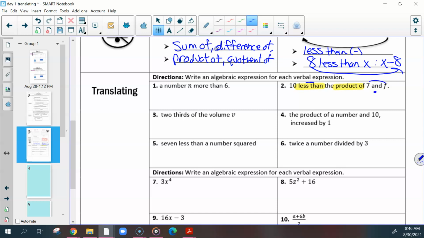Less than is that turnaround phrase, so 10 has to go at the end. So already you know we're subtracting 10 instead of the other way around. And then the product of 7 and f. We can put those right next to one another since they are multiplying.